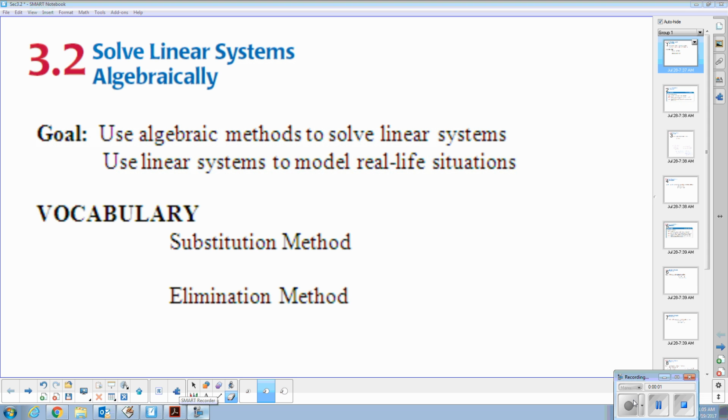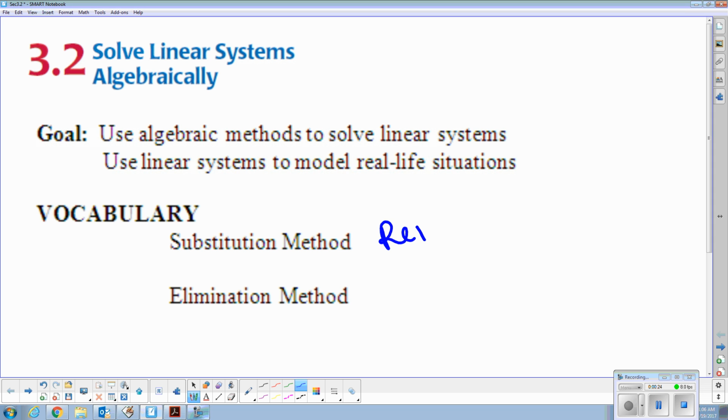So in 3.1 we solved by graphing, but now we're going to solve using these two other methods, substitution and elimination. You have probably used these before in Algebra 1 last year, but the substitution method is where you substitute in a value for x or a value for y. You'll always have two equations.